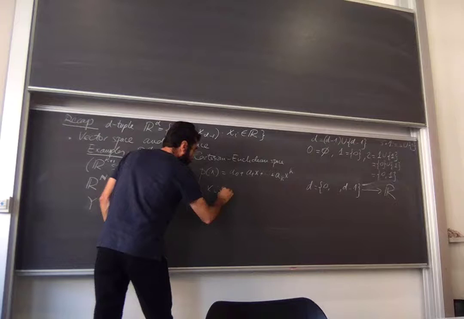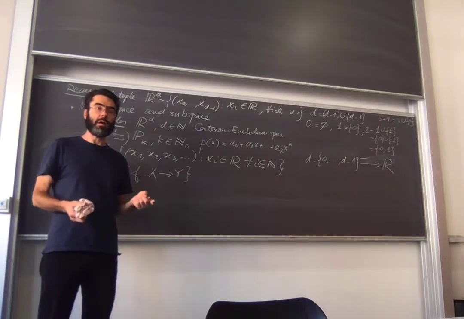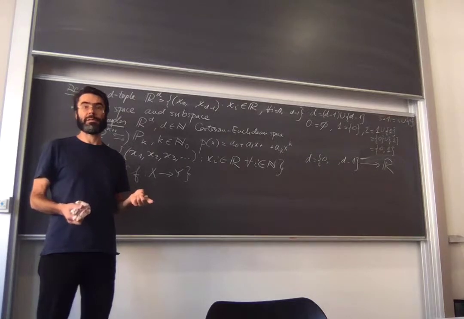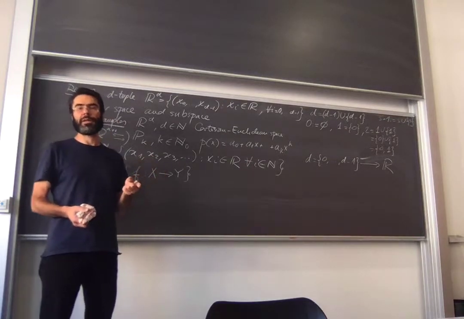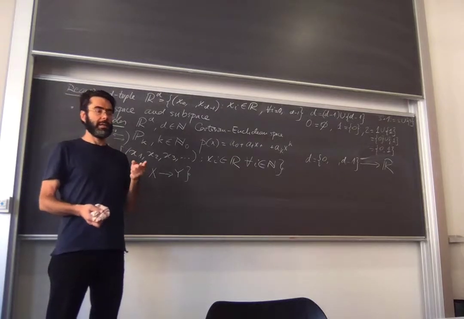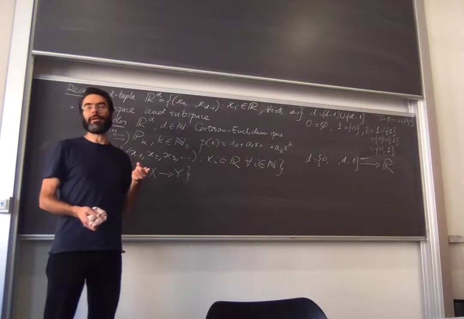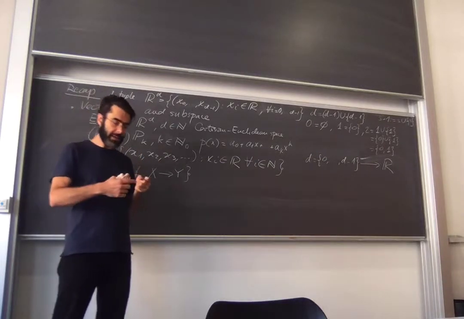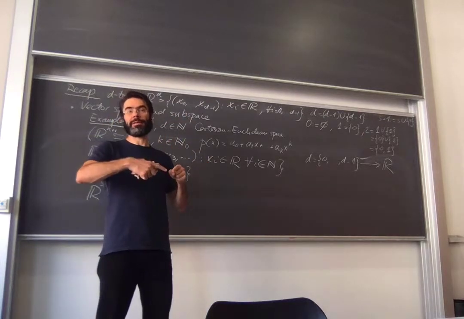For example, all the lines in the plane are subspaces, but some of them are vector subspaces, some of them are just affine subspaces. The difference between a vector subspace and an affine subspace is that the vector subspace is not only geometrically a subspace, but it's also algebraically a subspace, meaning that if you do linear algebra operations, you stay within that space.